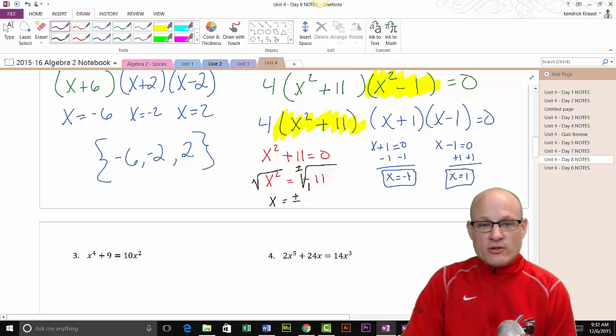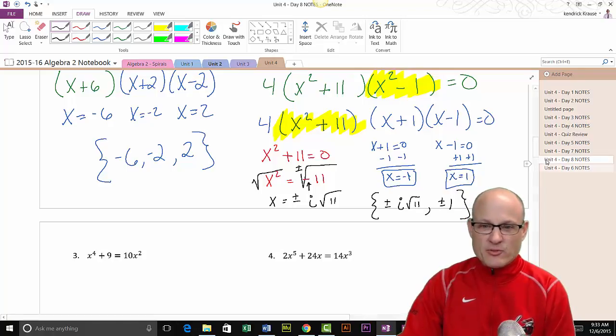What is the square root of this negative? Oh, yeah, i. I can't take the square root of 11, so it's i square root of 11. So yes, those are two answers. So your answers are really plus or minus i square root of 11. And just for fun, plus or minus 1.